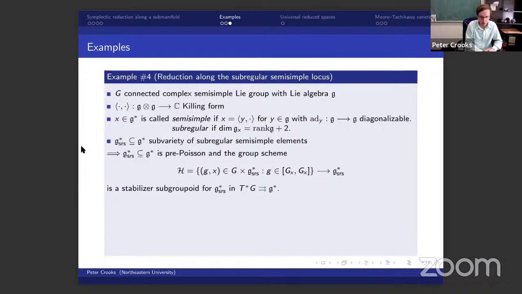Okay. Now, let me take a specific Hamiltonian G-space, namely the cotangent bundle equipped with the right translation action of the group.